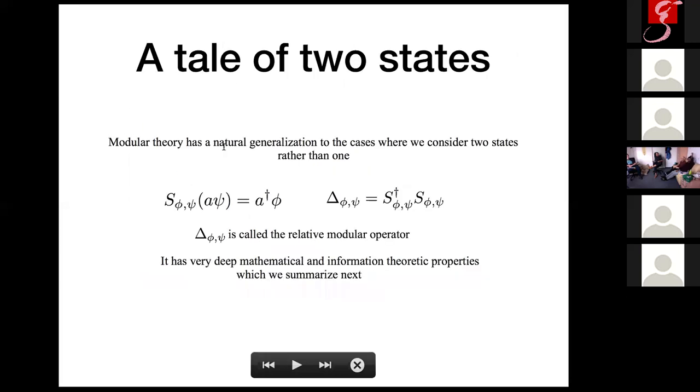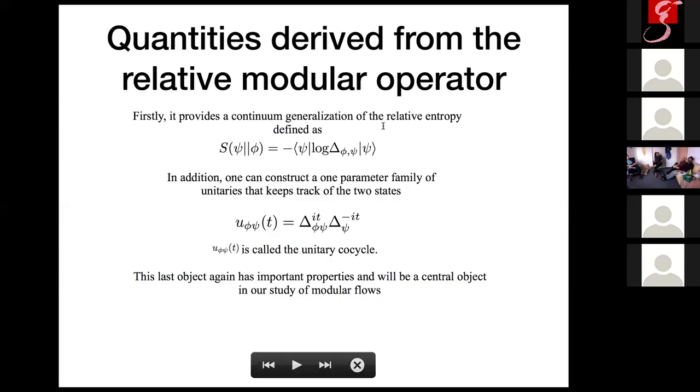So I said that this object delta phi psi has mathematical and information theoretic properties. This is the information theoretic part of it. You can basically prove monotonicity of the relative entropy, strong subadditivity, whatever your favorite information theory property is. All those properties of the relative entropy will be satisfied. This is proven in this paper by Araki.